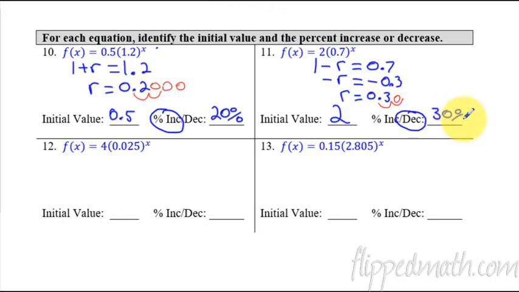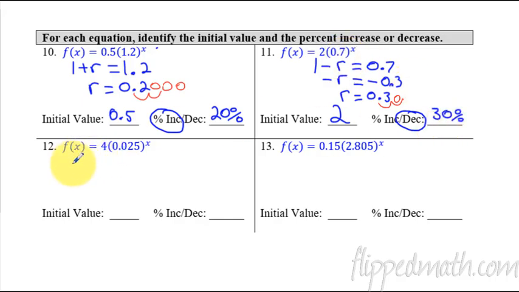Let's think about this for just a second. If I look at 1.2, that's 20% above the number 1. It's a 20% increase. When I look at 0.7, that is 30% below the number 1. Therefore, it is a 30% decrease. See how those connect? 0.7 is 70%, and 30% adds up to 100%. That might be a little confusing.